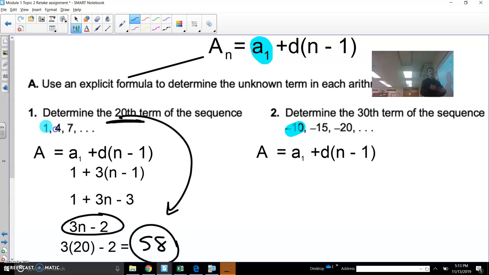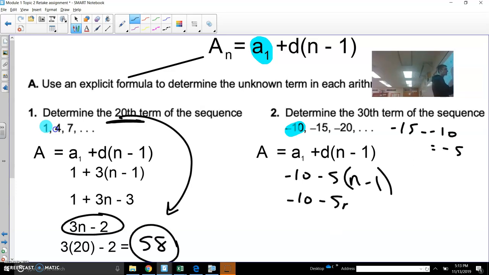Let's do another one by hand together. The first number is negative 10. If you subtract these, negative 15 minus negative 10, this ends up giving you negative 5, and that's why these numbers keep getting further and further negative. So I want to distribute that negative 5 next to get negative 5n plus 5. And then I want to combine like terms on the edges. Negative 10 plus 5, that gives me negative 5.